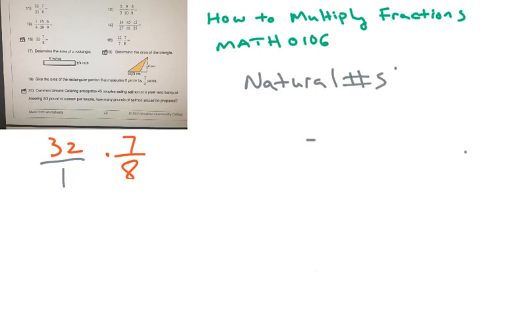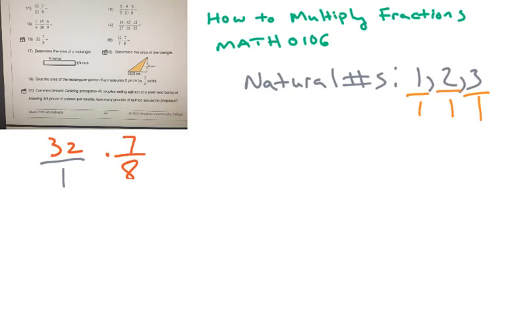are like the numbers that are most natural to you. So like 1, 2, 3. Every natural number can be written as over 1. So 1 can be 1 over 1, 2 can be 2 over 1, 3 can be 3 over 1, etc. Okay? So if you don't believe me, divide 1 by 1 and you'll see you'll get 1. Divide 2 by 1, you'll get 2. Divide 3 by 1, you'll get 3.